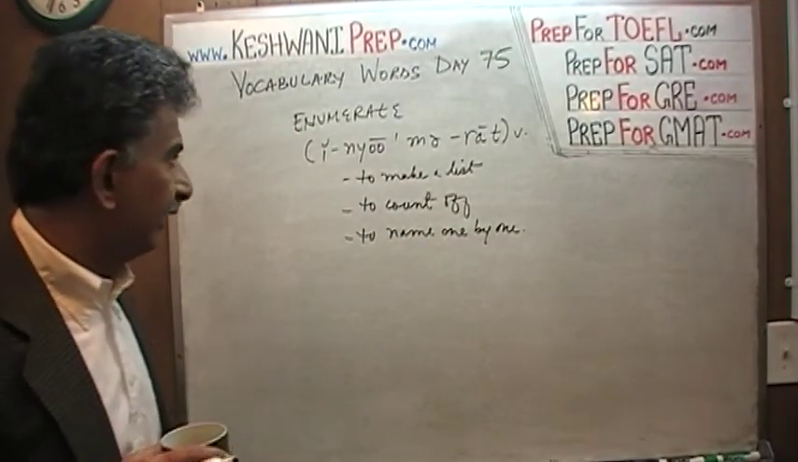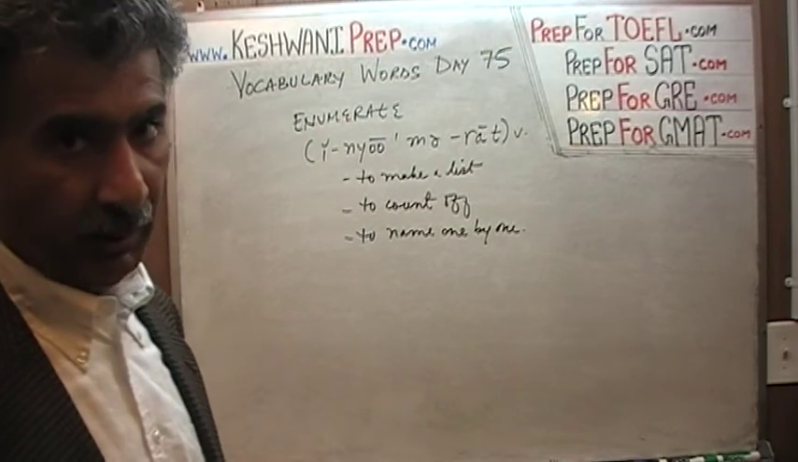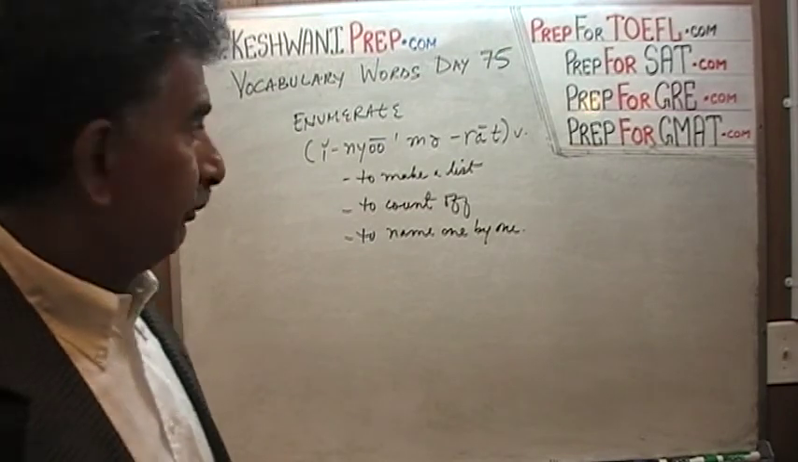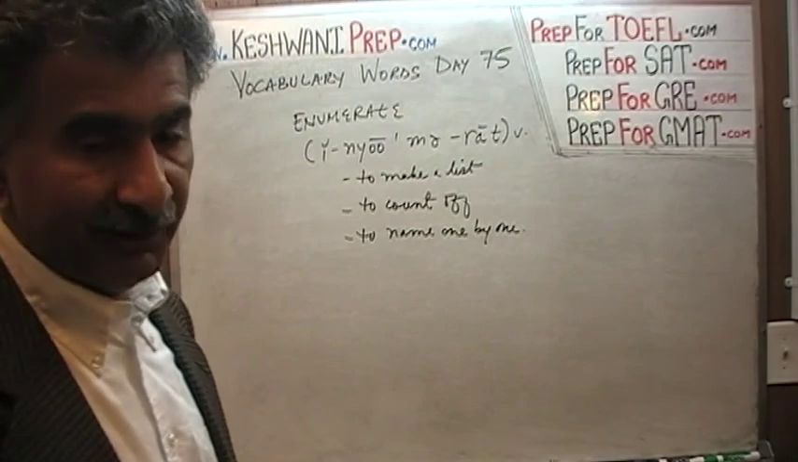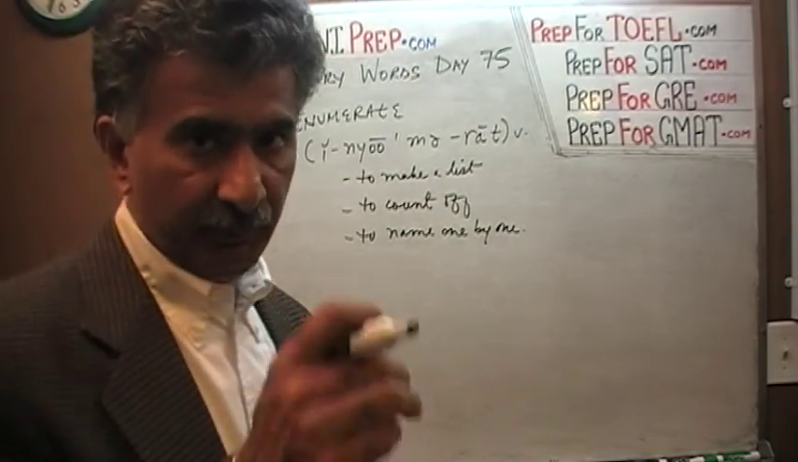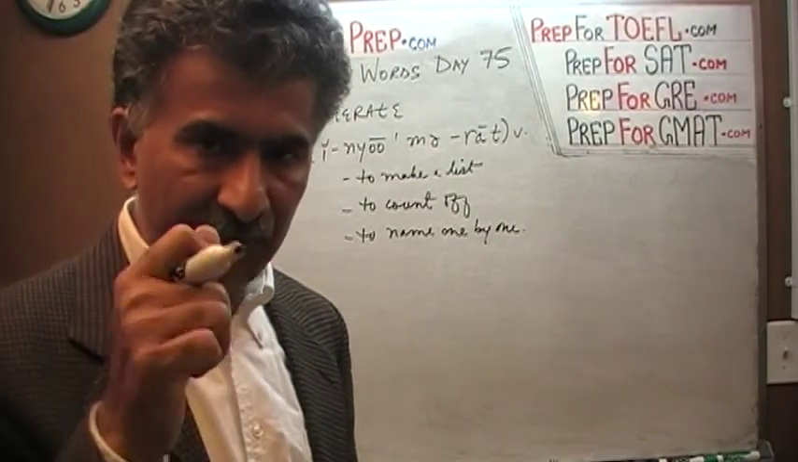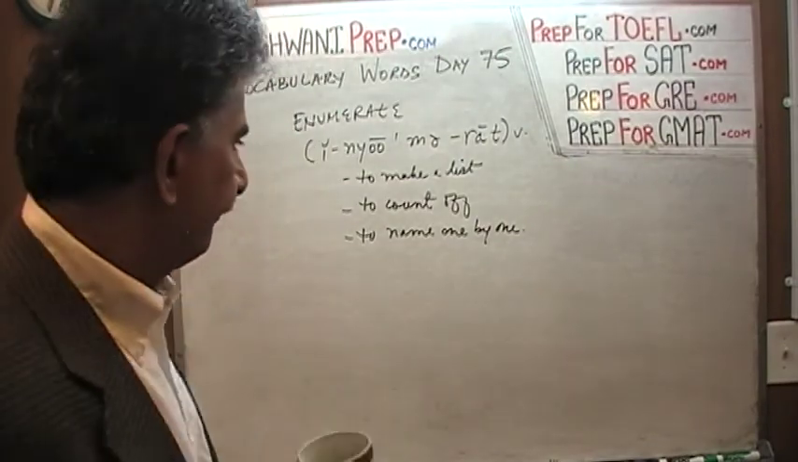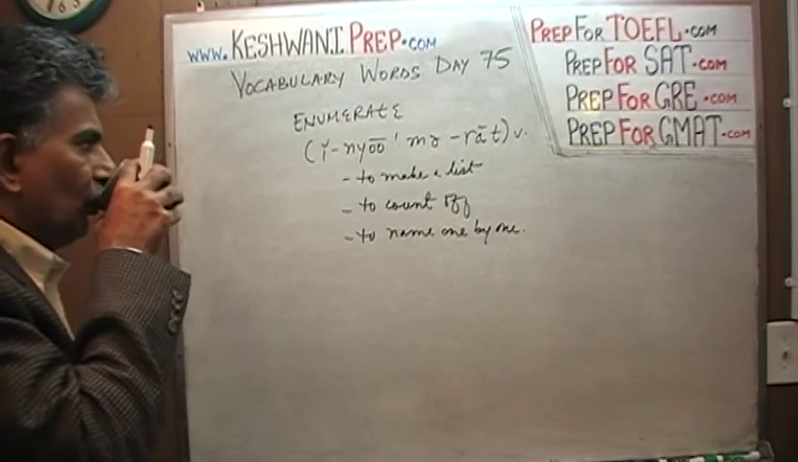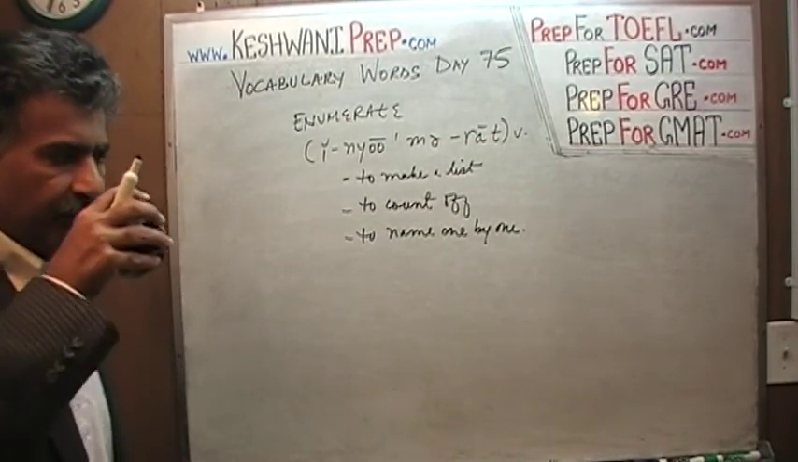What I'm trying to make you understand is that the word enumerate has nothing to do with numbering. That's what I'm trying to make you understand. People hear the word enumerate. Well, I shouldn't say it has nothing to do with numbering. Obviously, you're numbering them 1, 2, 3, 4, but it's not numbers in that sense. It means to make a list of things. Do you understand? To make a list of things.